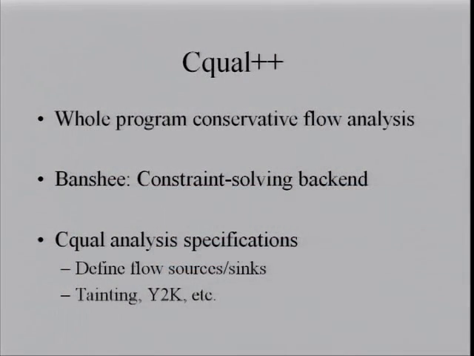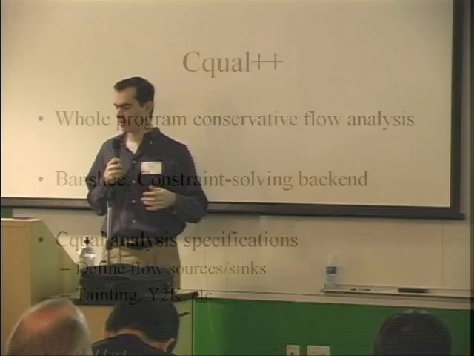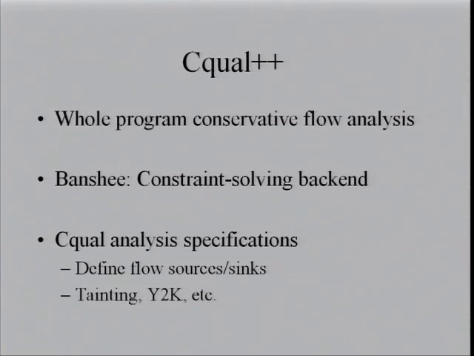Okay, so now switching to the third and final part, the program analysis built on top of this. Here I'm mostly presenting other people's work. This is mainly a tool that has been built on top of Elsa. Cqual was a tool to analyze C programs using a qualifier flow paradigm that I'll describe in a moment. Cqual++ is the new version of that built on top of the Elsa front end. The previous version was built on top of a GCC front end. There's a constraint solving backend that Cqual uses called Banshee that I'm not going to talk much about.